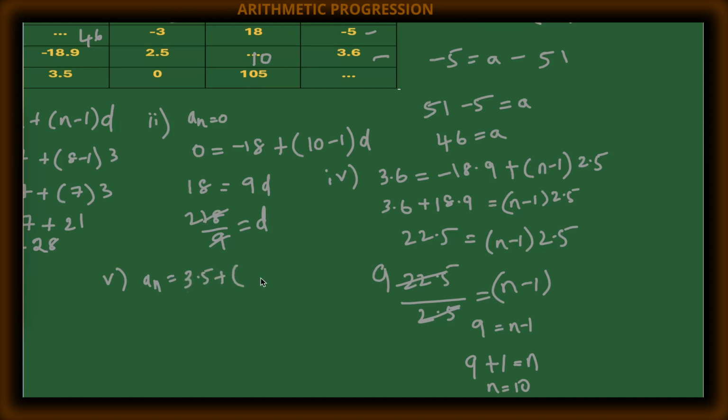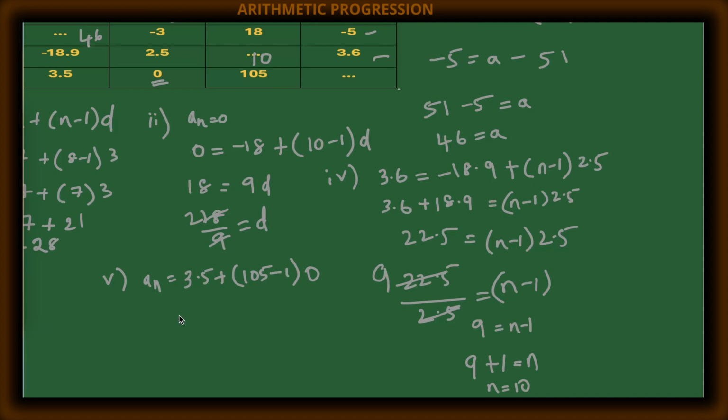Plus n minus 1. Is the n mentioned here? Yes, we have. Okay, so n is equal to 105 minus 1 into d. Is d given? Oh, d is given as 0. Okay, so the moment we see d is 0, that means the difference is 0, so it will always be the same here.